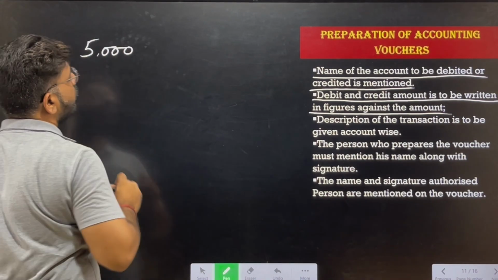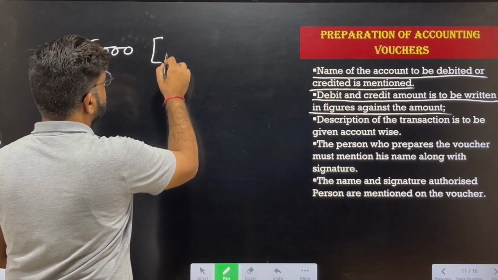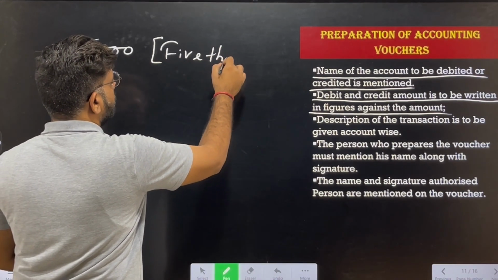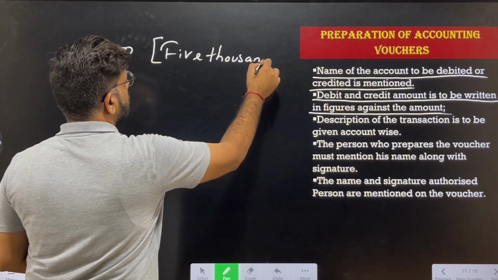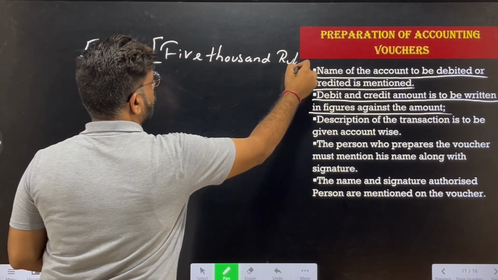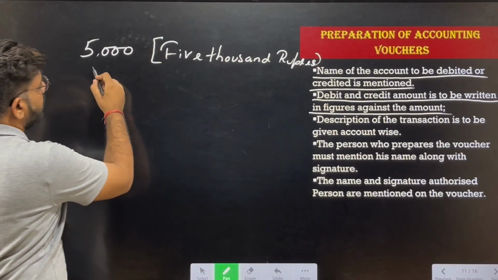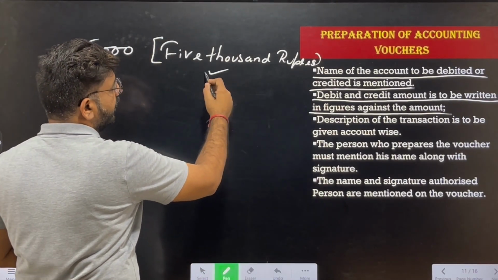If the goods have been sold for rupees 5,000, in figures also you will have to write the amount, that is 5,000 rupees. Okay. Now the question arises, why is this to be taken into consideration? Why do we have to record the amount twice? One in numerical, one in the written words.